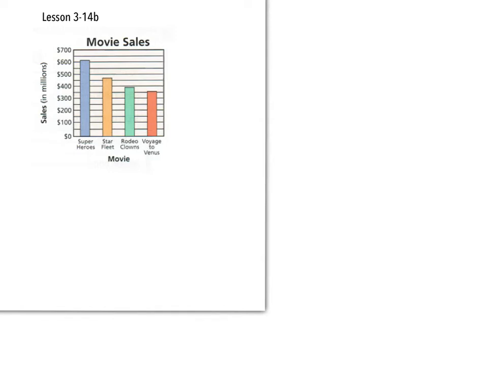All right, so now we're going to use this graph here to answer questions. The first question is how much did Starfleet make? So we're using the data here, using this graph. How much did Starfleet make?